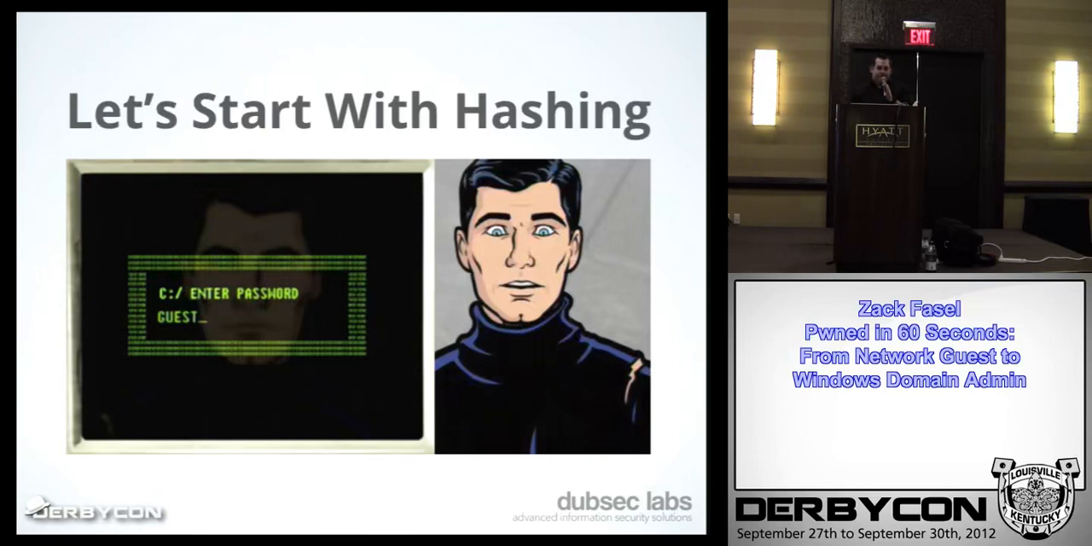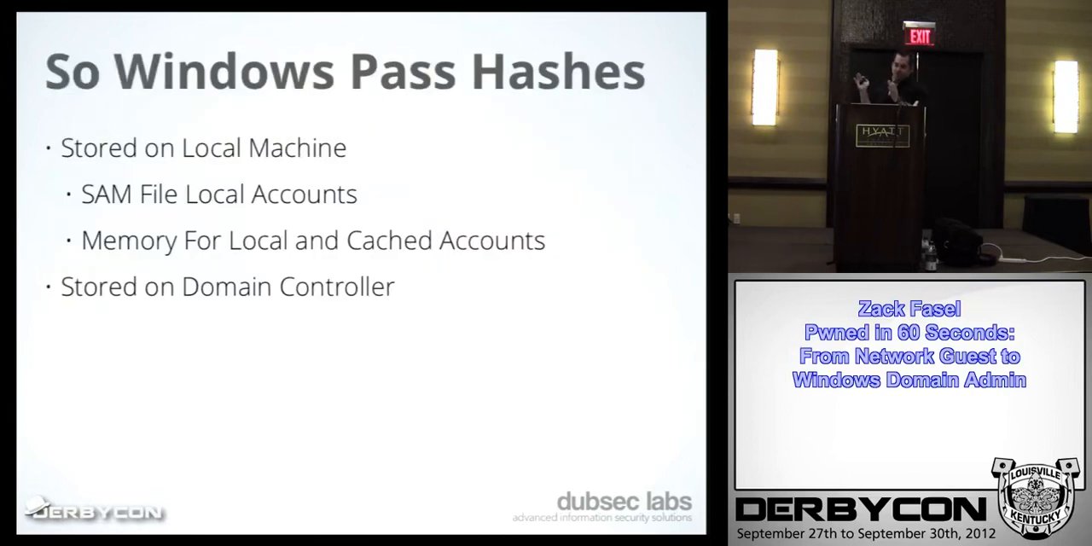So let's start with the password hashing. First off with the password hashes is how it keeps track of your password, right? So it's stored on the local machine for the local accounts as well as in the memory for the accounts that are currently logged in. We're not going to go into too much detail because there's a bunch of other stuff about this, but we'll touch on the high level because we need to know this for relaying. So it's also stored on the domain controller to know who you are as a password hash. It doesn't store your clear text, it stores your hash.